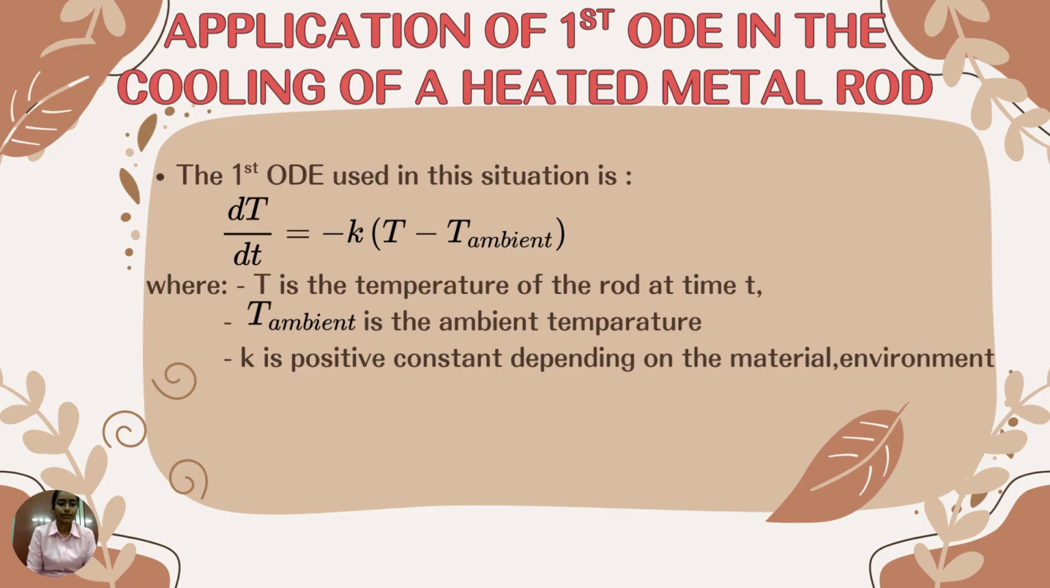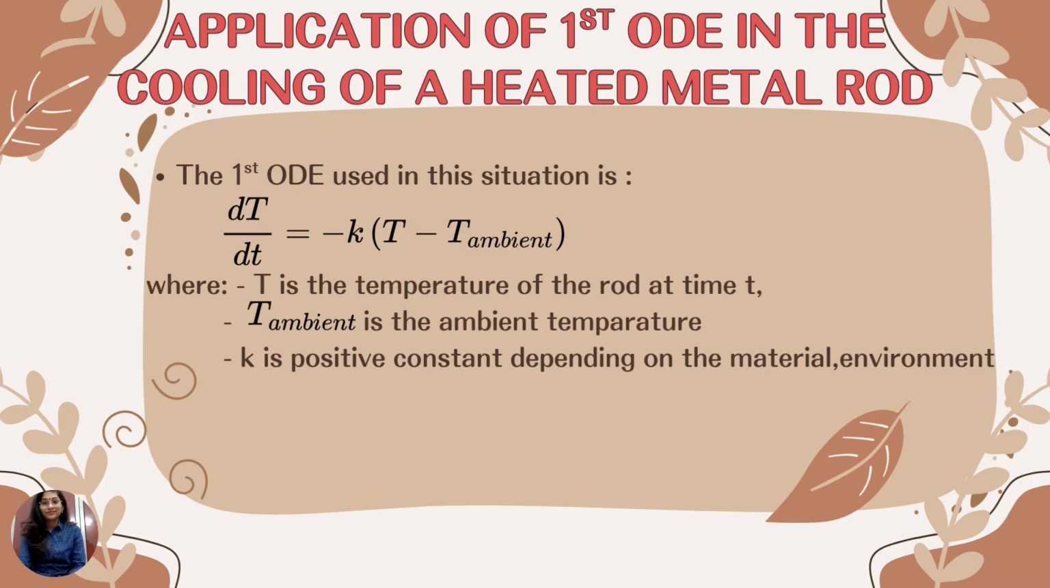So the first ODE used in this situation is dT over dt equals negative k bracket T minus T ambient, where T is the temperature of the rod at time t, T ambient is the ambient temperature, which is the temperature in the environment, and k is a positive constant depending on the material and the environment.